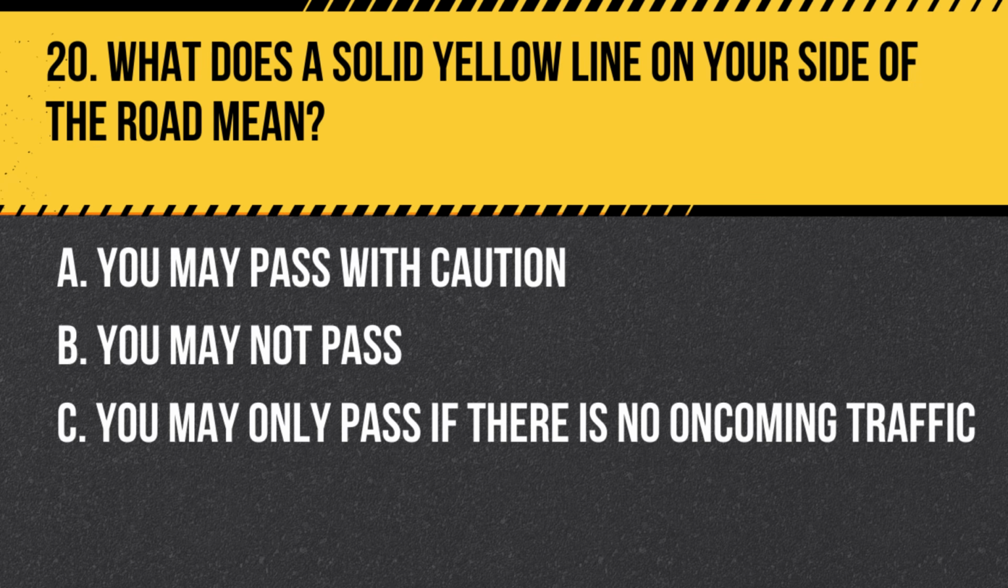Question 20. What does a solid yellow line on your side of the road mean? A. You may pass with caution. B. You may not pass. C. You may only pass if there is no oncoming traffic. Answer: B. You may not pass. A solid yellow line on your side of the road indicates that you may not pass other vehicles.